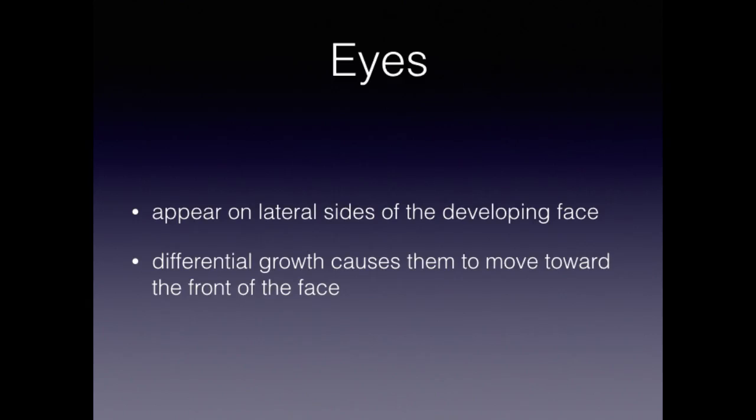Okay, so at the beginning of these screencasts, we will pick up talking about the eyes. The eyes become prominent on the lateral sides of the embryonic head at around the fifth or sixth week. Within a week or so, they begin to move toward the front of the face through differential growth of the brain. By the end of the 7th week, we have a face that makes more sense. It looks more like a human form.